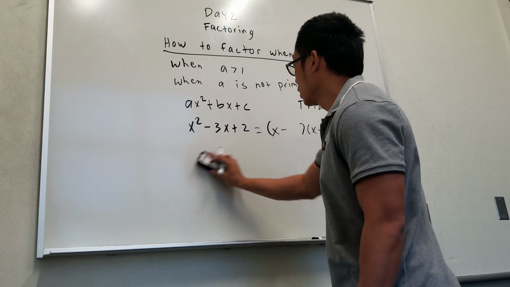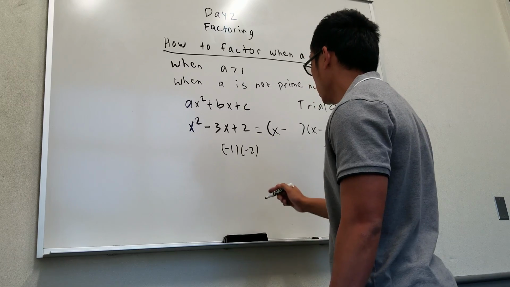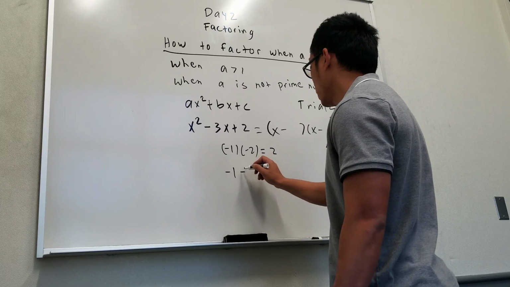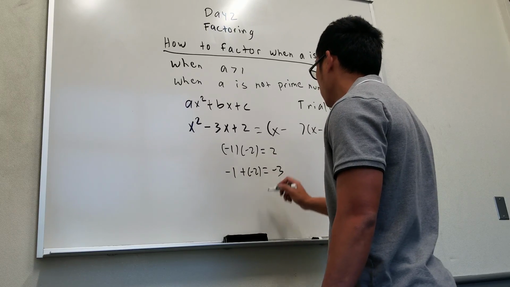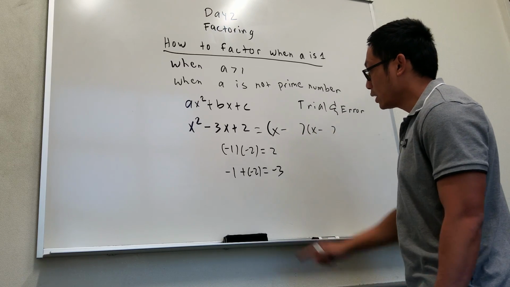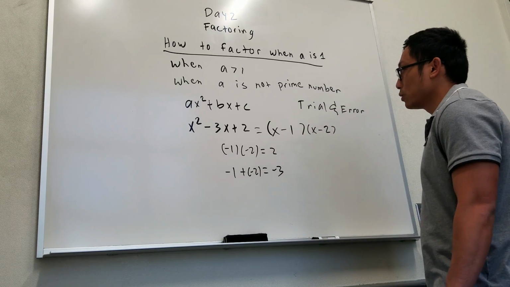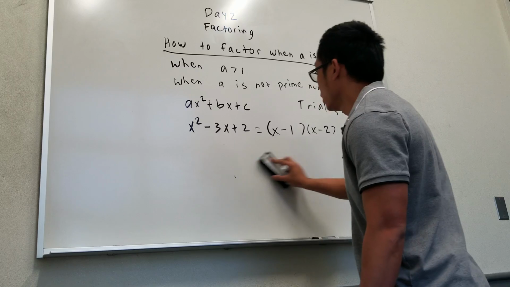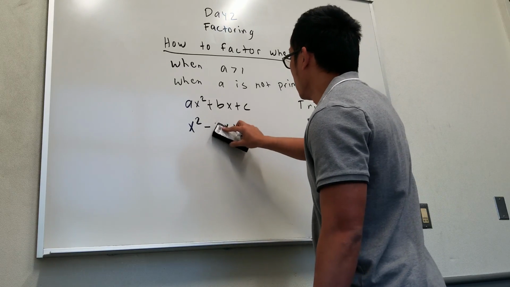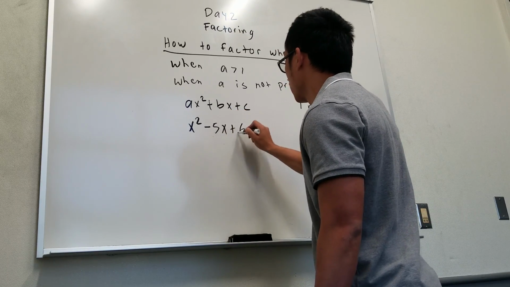So let's try negative 1 times negative 3. That's going to give us 3. Negative 1 plus negative 3, does that give us negative 4? Yes, it does. As you notice too, this is minus and minus, so it has to be a negative. So you have negative 1 and negative 3. There you go. Why don't you try it out? Let's do another problem: x squared minus 5x plus 6.